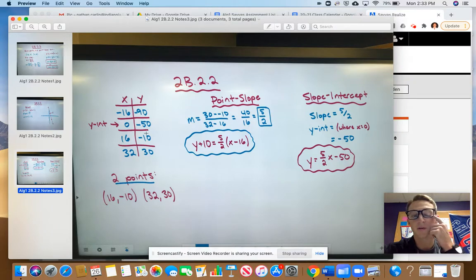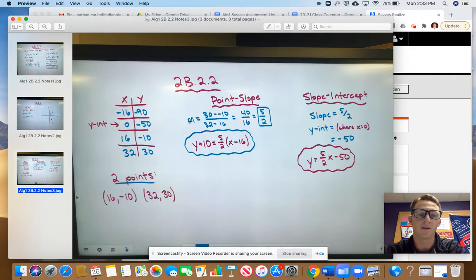Here we're going to start with a table. We have x values and y values. These are points. So we have 4 points. For this example, I'm just going to use the bottom 2 points. No particular reason, but we have 16, -10, and 32, 30. Let's find the point slope form. So that's y minus y1 equals m times x minus x1, just like we worked in the first two examples.